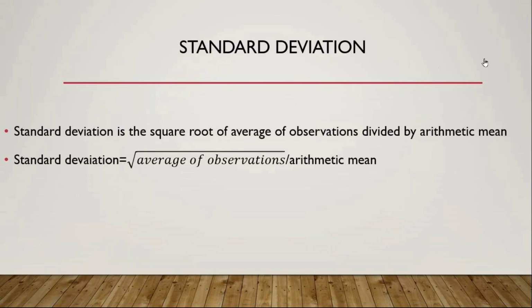Now the next is standard deviation. So what is standard deviation? Standard deviation is the square root of the average of the squared deviations of the observations from the arithmetic mean.